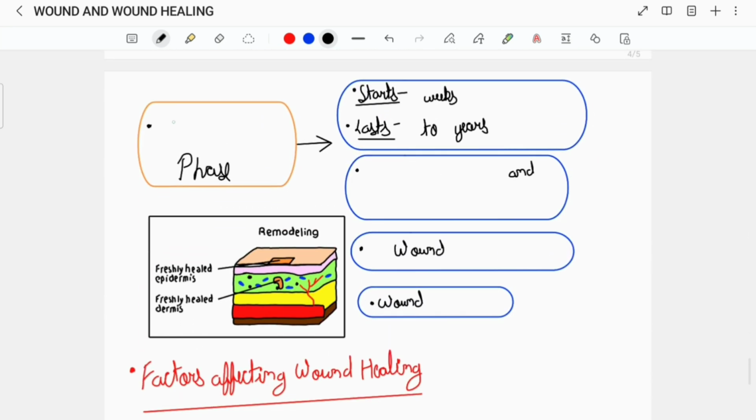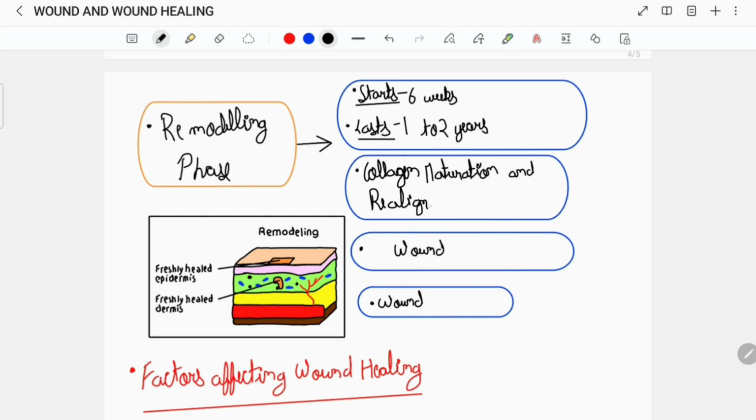The last phase is the remodeling phase. The remodeling phase starts on the 6th week and lasts for around 1 to 2 years. It is characterized by collagen maturation and realignment and also is characterized by reduction in the wound vascularity and wound contraction.